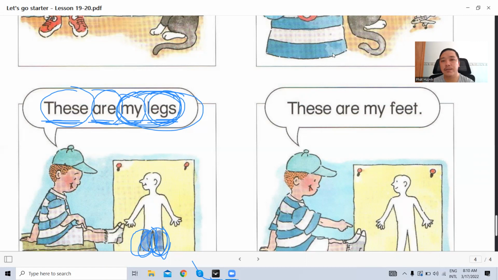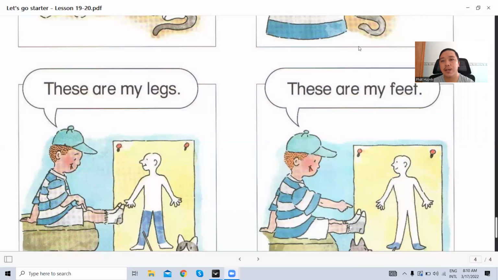Now. Picture number four. Feet. Okay. My feet. So what is my feet? My feet là gì các bạn? Đôi bàn chân của tôi. Okay. So these are my feet. Những cái này là đôi bàn chân của tôi.